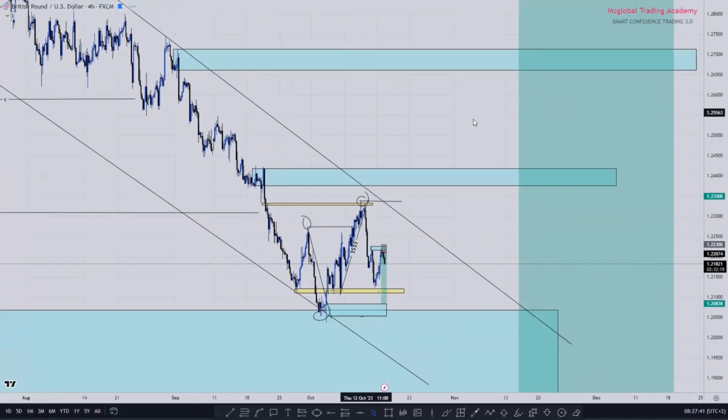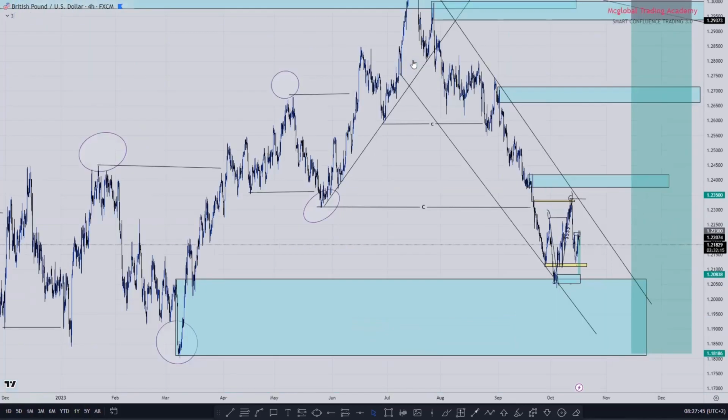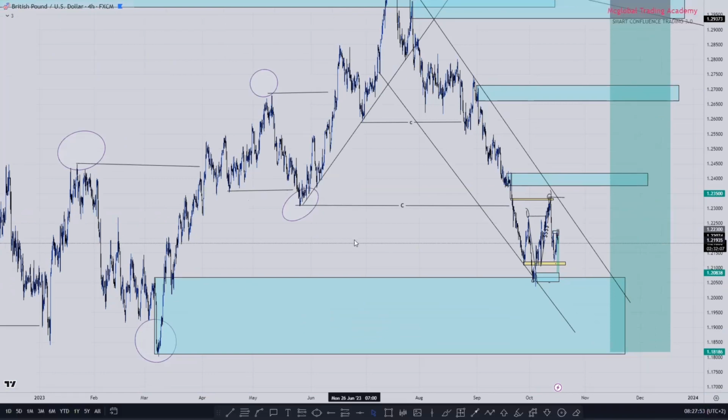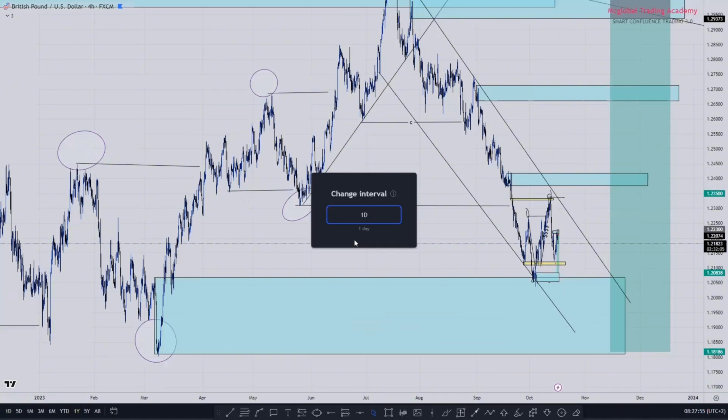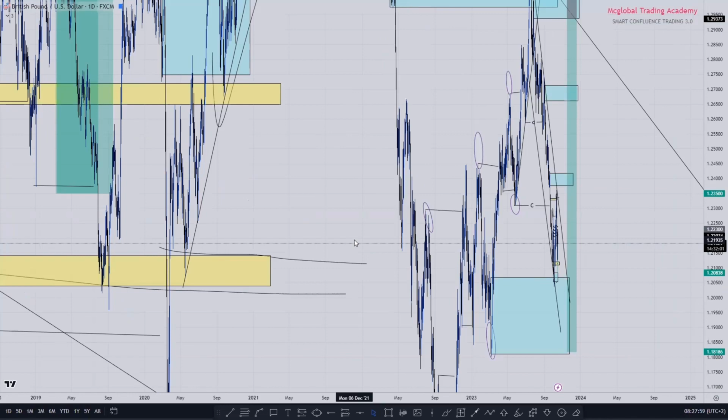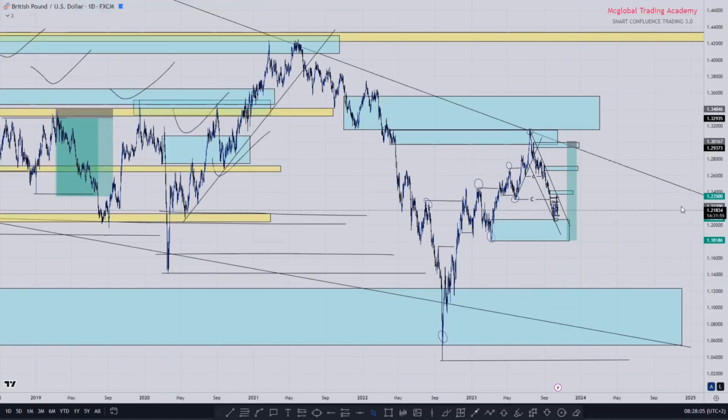So, right, this is my overall bias on GBPUSD. My overall bias is this one. Let me go to the daily actually. Right. So GBPUSD, this is my lookout actually.